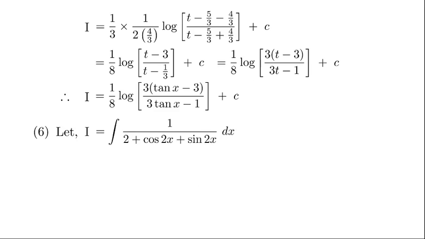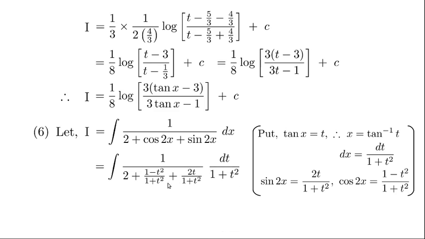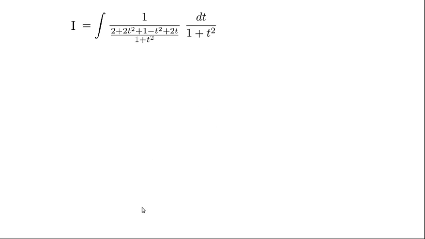Again this is a problem containing sine 2x and cos 2x. So put tan x equal to t, x equal to tan inverse of t, dx is dt upon 1 plus t square, and here we have got both sine 2x and cos 2x, and their corresponding values are written here, and substitute those two values. So it becomes the integration of 1 upon 2 plus cos 2x replaced by 1 minus t square upon 1 plus t square, sine 2x is replaced by 2t upon 1 plus t square, and these two 1 plus t square get cancelled, and it gives you 2t square minus t square plus 2t plus 3.